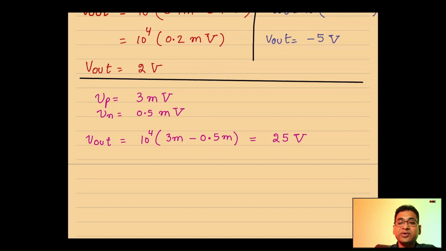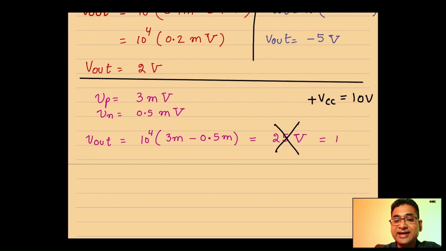Now, this is a problem. 25 volts. The op-amp simply cannot put out 25 volts. Why? Because the maximum power supply that we are providing to the op-amp is 10 volts. The op-amp cannot drive an output that's larger than 10 volts. So in this case, the output is really going to be 10 volts.